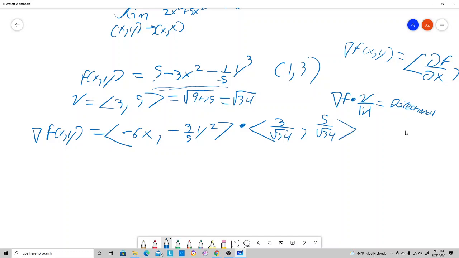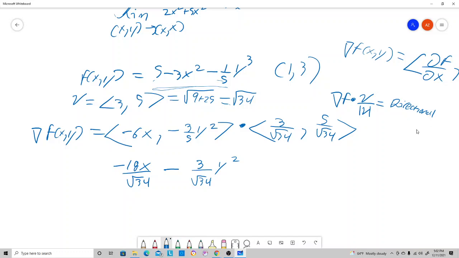So now we're dotting the gradient with a unit vector in a certain direction. Okay, so now we can do the dot product. This times this, so this will be negative 18x over square root of 34, and then this times this. It's negative, there's a 5 here and a 5 here, that will cancel out. So we're just going to be left with this 3 over square root of 34 times y squared. And that's the function for that direction.